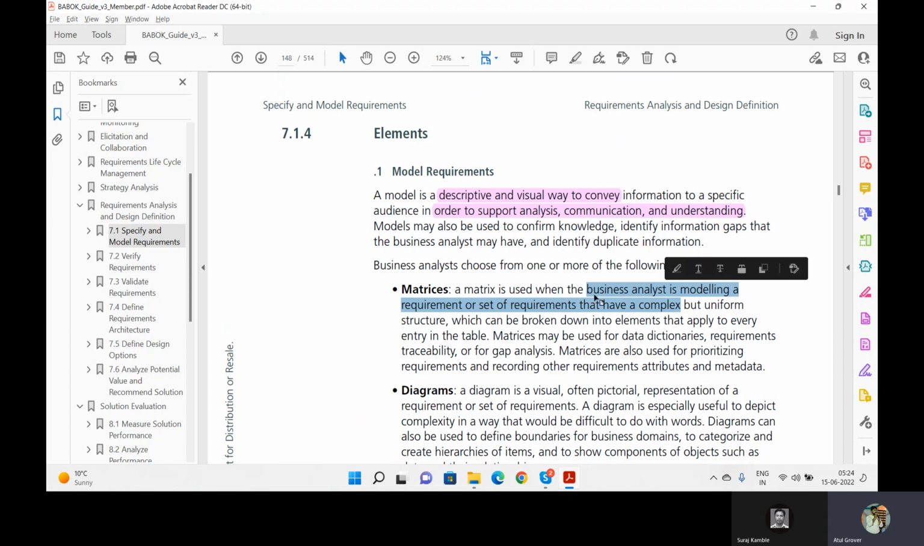A matrix is used when the business analyst is modeling a requirement or set of requirements that have a complex but uniform structure, which can be broken into elements. It means you can break these down into different elements, and then you can do the things here. To apply to every entry in the table, a matrix may be used for a data dictionary or requirement traceability. Basically, this is where we use this.